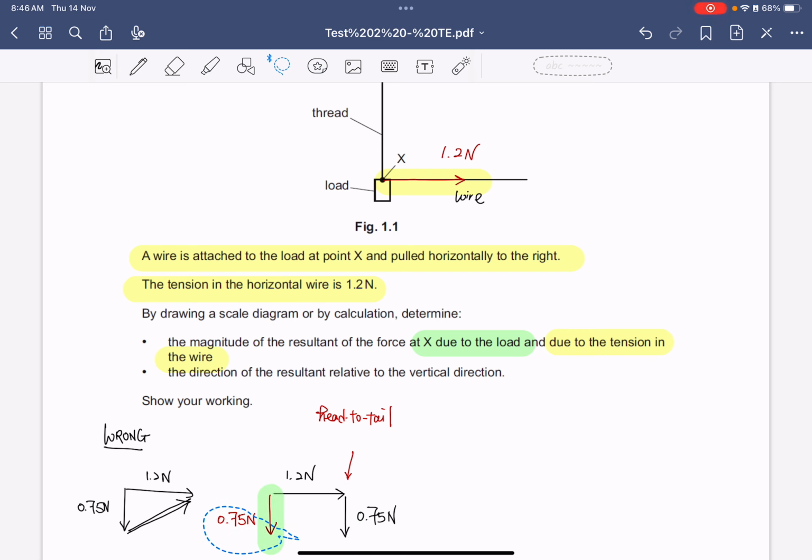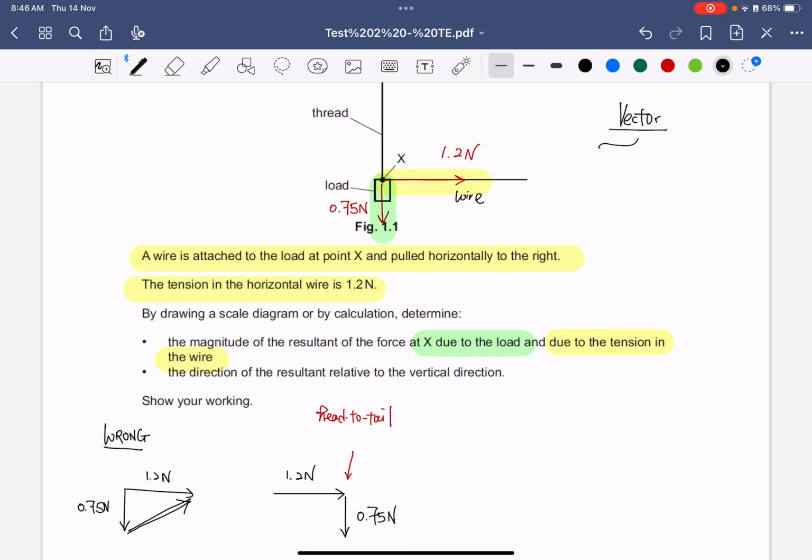Now, if this is one misconception that you have, that you think the force is already here, how can I move it? Well, ask yourself, what is a vector? A vector has both magnitude and direction. And now, this vector is pointing down with a magnitude of 0.75 Newton.